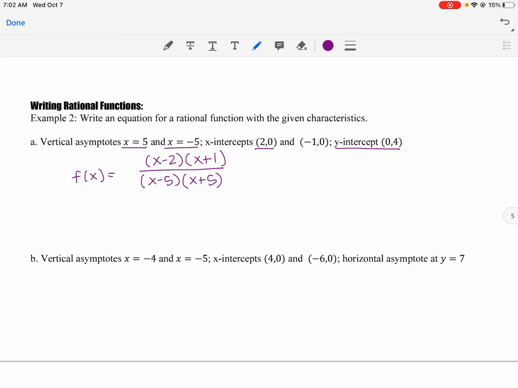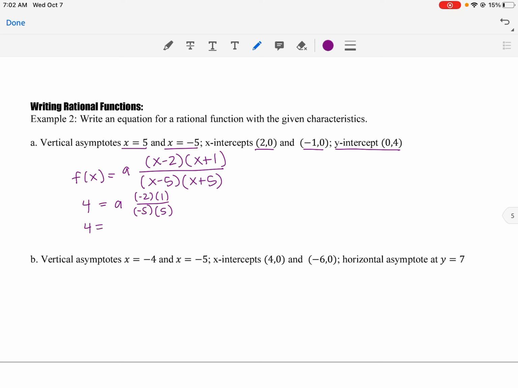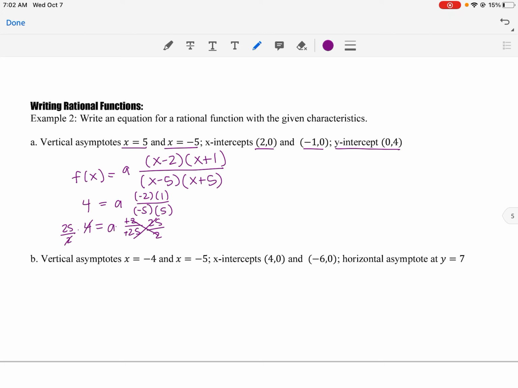So that one means there's some coefficient out here, and just like we did in our last unit, we're going to need to solve. So if I plug 0 in for x, we'd have a negative 2 times 1 over negative 5 times 5, and we're solving for a. So 4 equals a times negative 2 over negative 25. Negative divided by negative is a positive, so I'm now going to multiply by the reciprocal. So for 25 halves times 4, I get 25 times 2 really, and a equals 50.